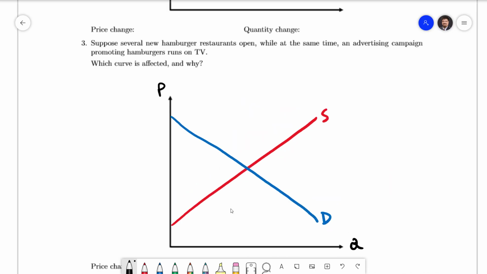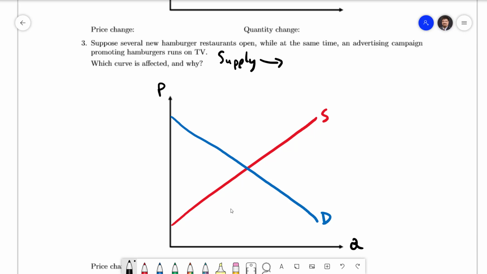For the last one, I've again gone ahead and sketched the supply and demand curves. Suppose several new hamburger restaurants open. This is going to be a change in the number of sellers, so that's going to affect our supply curve. When we get new sellers, that's going to shift supply to the right.